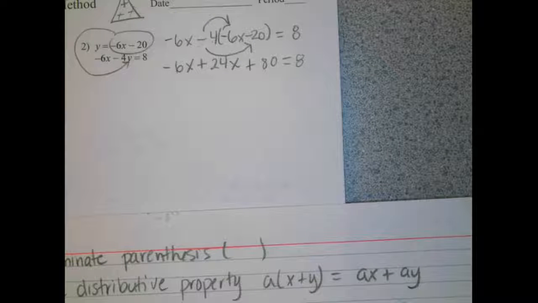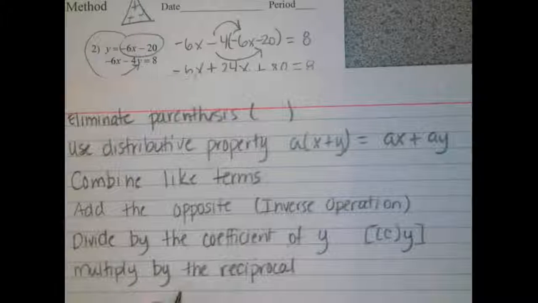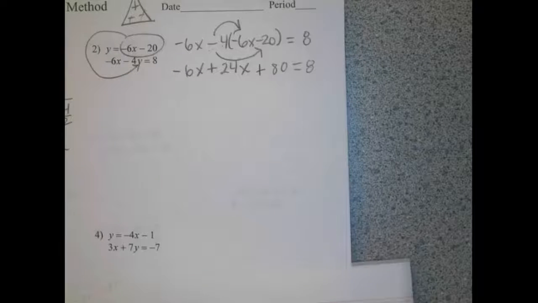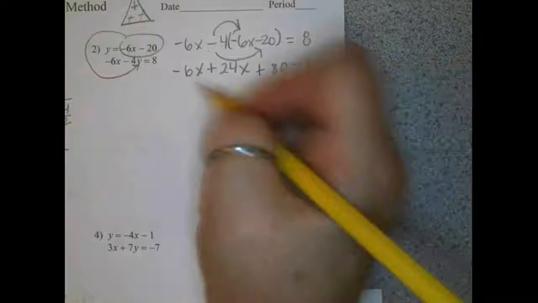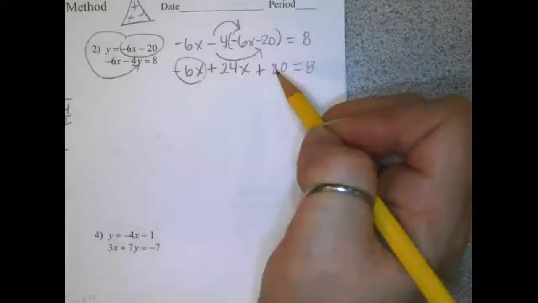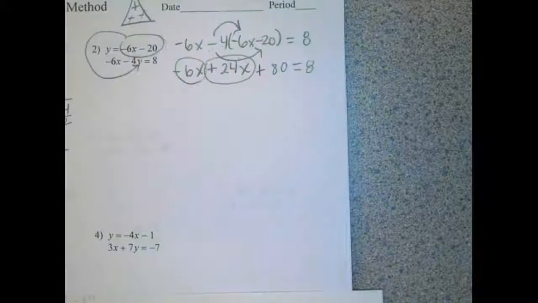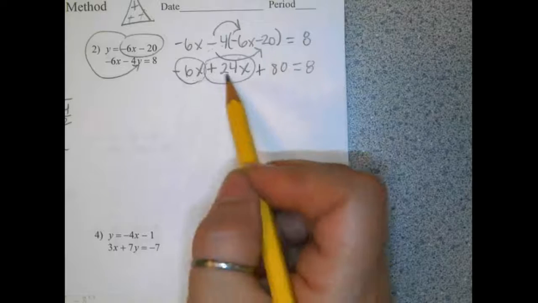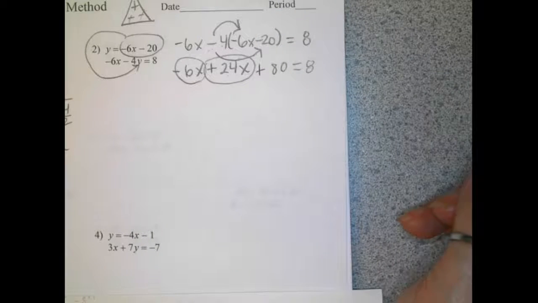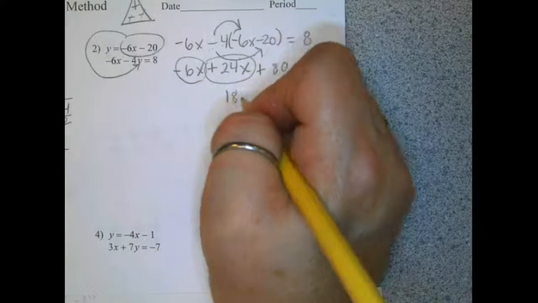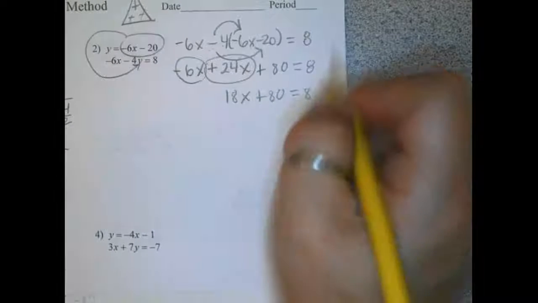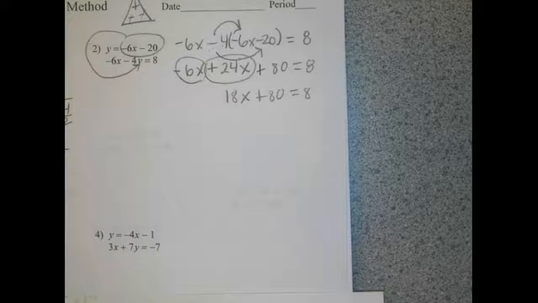So what's my next step here? I go back to my list. What does my list tell me to do? I'm going to go ahead and combine. Do I have any like terms? Yeah, what do I have? I have negative 6x, positive 24x, right? So that means I'm really subtracting 6 from 24, right? So what is 24 minus 6? So that gives me 18x plus 80 equals 8. And then I just bring down the rest of my equation, right?